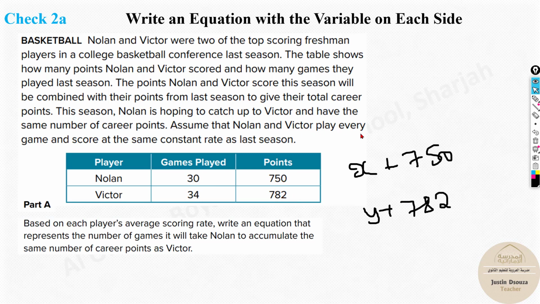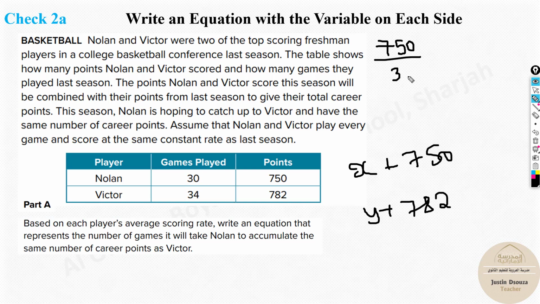Assume that Nolan and Victor play every game and score at the constant rate of last season. See, in the last season, in 20 games, he scored 750 points. Whereas Victor in 30 games scored 782. What you need to do over here is always try to find per game, or per minute, or per hour. Like divide this 750 points by how many games he has played.